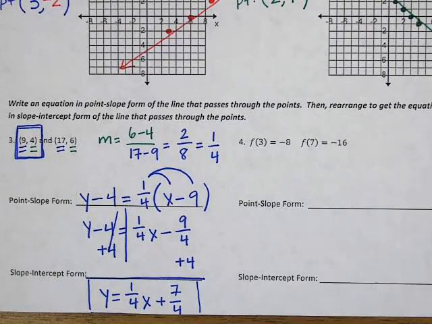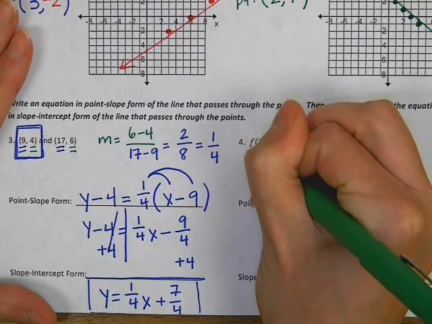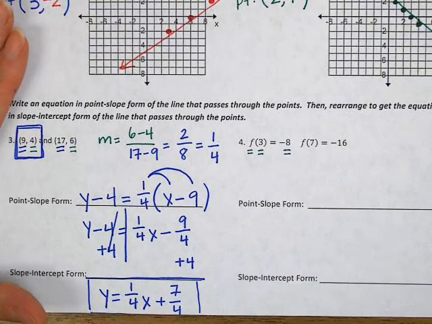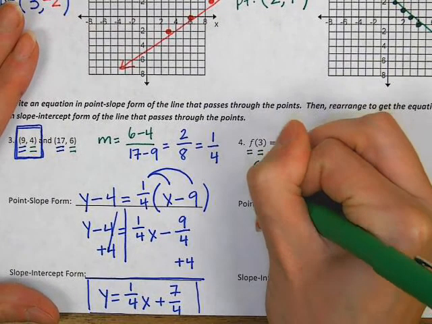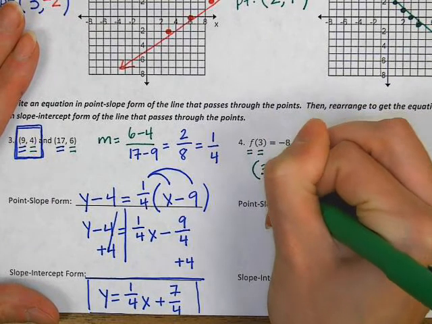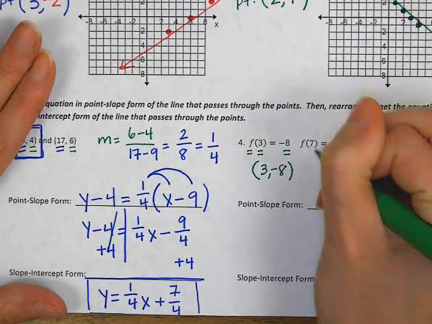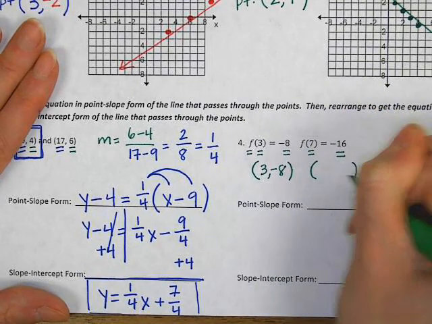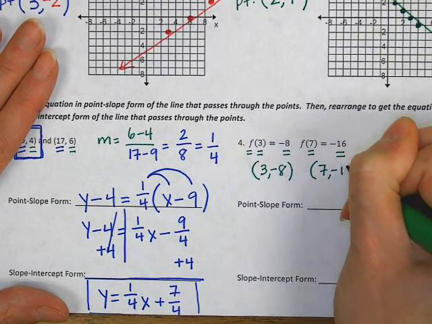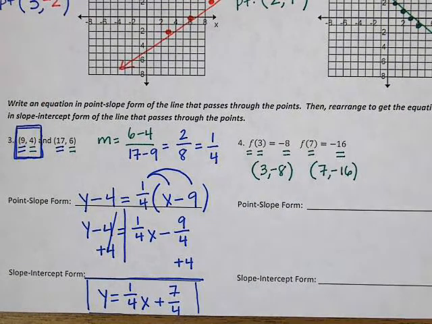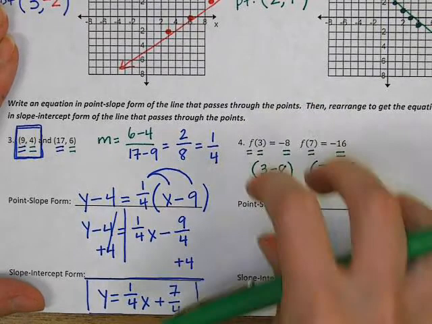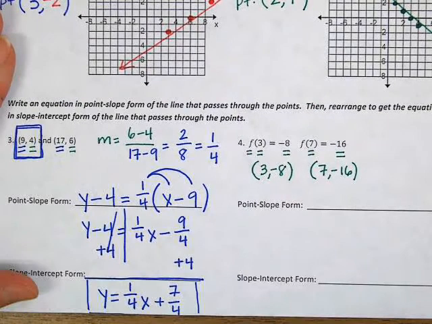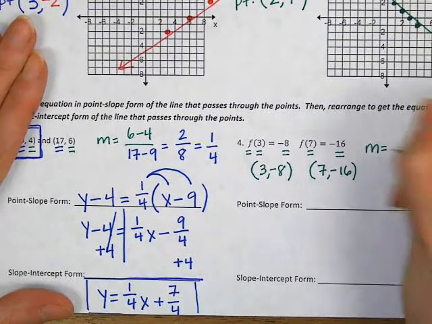Okay, and then our last one. These are a little bit harder out of function notation. Remember, function notation says f of x equals y. So I would start by writing this as an ordered pair, 3 comma negative 8. And then f of x equals y. This one as an ordered pair would be 7 comma negative 16. And if you know how to do that, then this problem is exactly like this problem. You start by calculating slope.